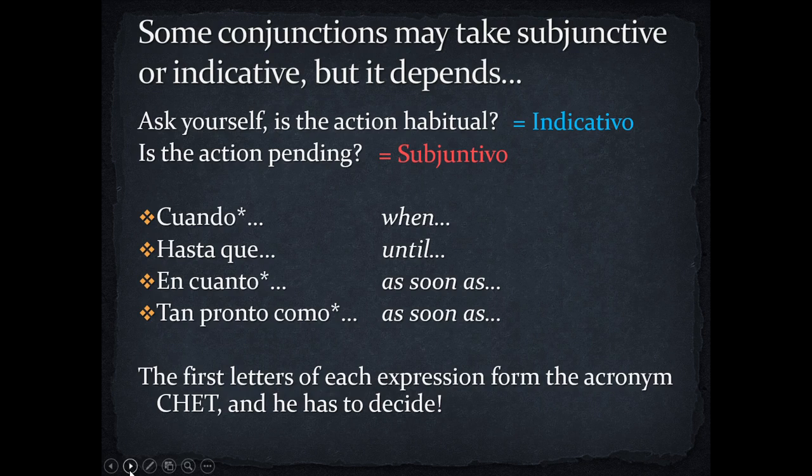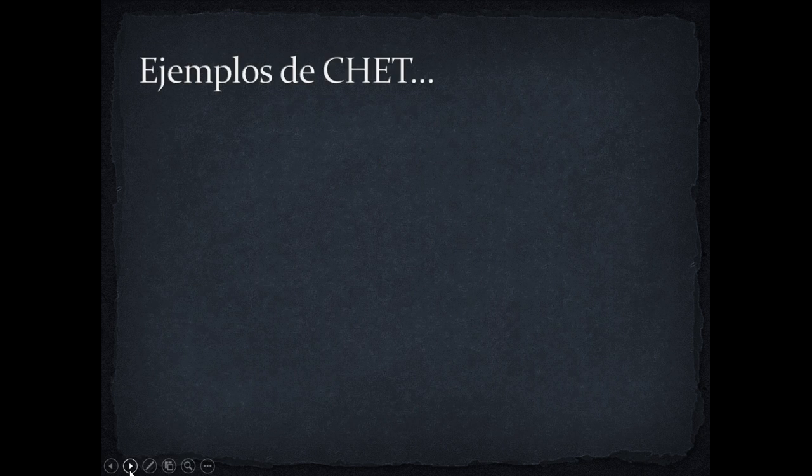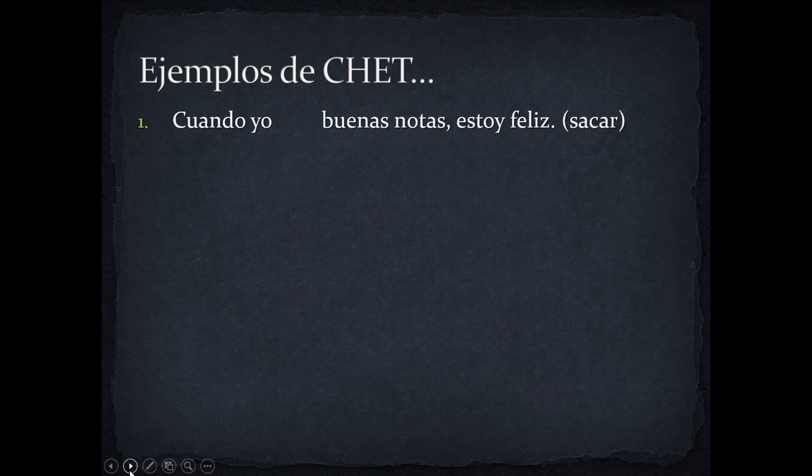So let's look at some example sentences to see which one we would use. Once again, I'm going to leave the verb out and give you the opportunity to decide what should go there. Número uno, cuando yo blank buenas notas, estoy feliz. Tenemos el verbo sacar. Sacar significa to take out, or in the case of grades, which is what we're talking about here with notas, sacar means to get. Entonces, cuando yo blank buenas notas, estoy feliz. When I get, or that's what we're saying, when I receive, or when I get good grades, I am happy.